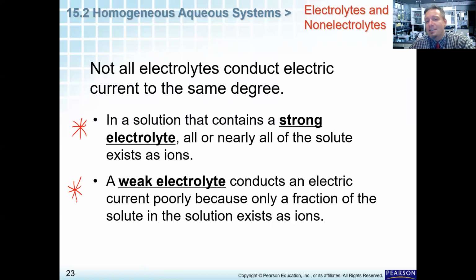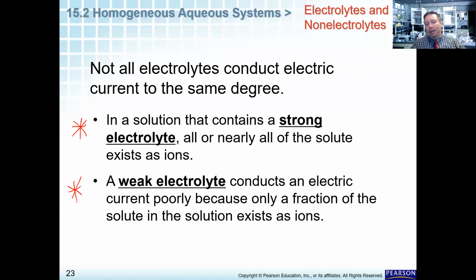In a solution that contains a strong electrolyte, all or nearly all of the solute exists as ions. So it dissolves all the way. The only way it would not dissolve is if it became saturated, so hopefully you remember that term. Saturated means it has all of the ions dissolved in it that it can hold at that volume and temperature.